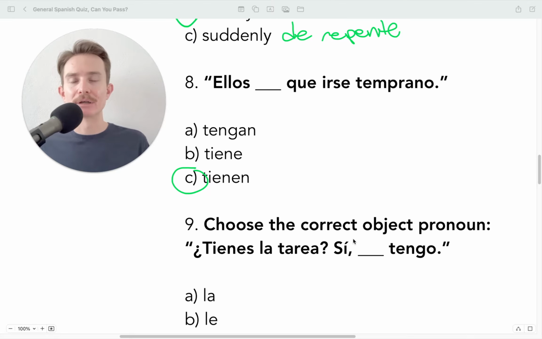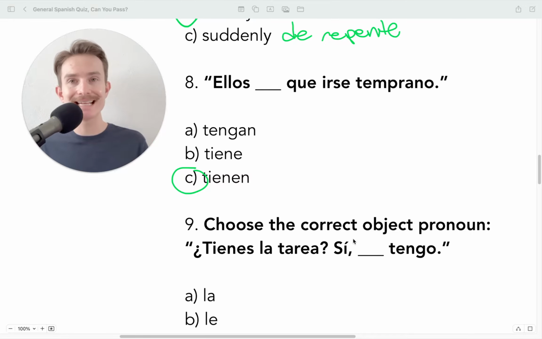Tengan is the subjunctive mood. Remember that in Spanish, the subjunctive is not a tense. It is a mood. We have 3 different moods in Spanish. The indicative, which is the one that we use the most, the subjunctive, which is for things of doubt, and the imperative, which is essentially just commands. So the indicative is for things of fact, whereas the subjunctive is for things of doubt and uncertainty.